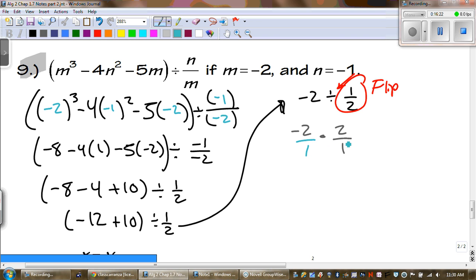Okay, we look at our corners to see if we can reduce, which we can't. So we can multiply straight across. -2 times 2 is -4. And since it's over 1, we can just leave it as -4. Okay?